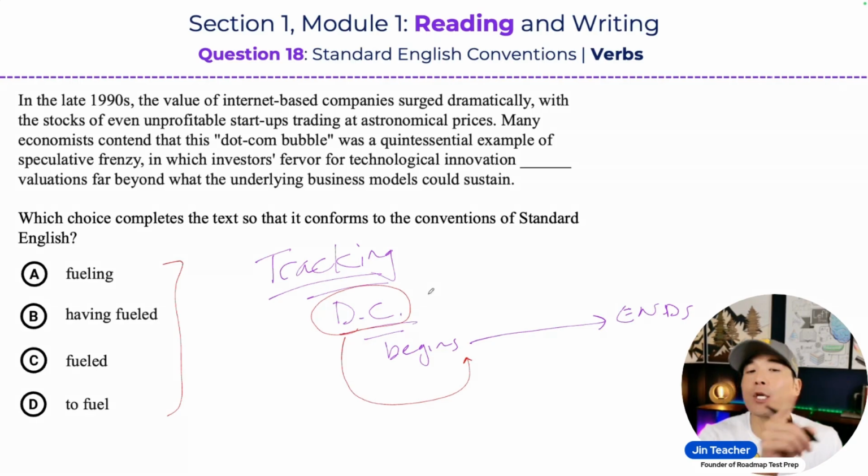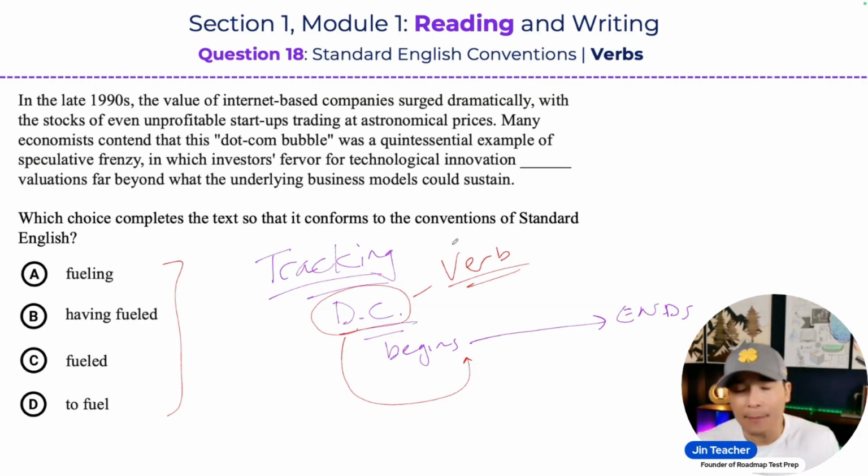Okay, so this is where your foundational knowledge about dependent clauses that I talked about in the previous video is going to come in extremely handy. One of the things that I stressed heavily in that previous video is that every single dependent clause must always have what inside of it? It must always have a verb inside of it, okay?